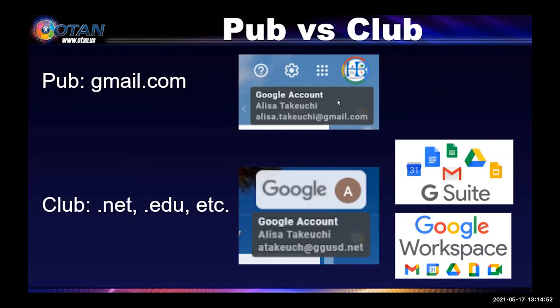So here you'll see my examples. You'll know which account you're in by your avatar, in the top right-hand corner. For my public account, I have my little Huntington Beach logo. That tells me that I'm on my Gmail account. And down here where it says Google with just my letter, I know that's my Garden Grove account. So always be mindful of what account you're in.